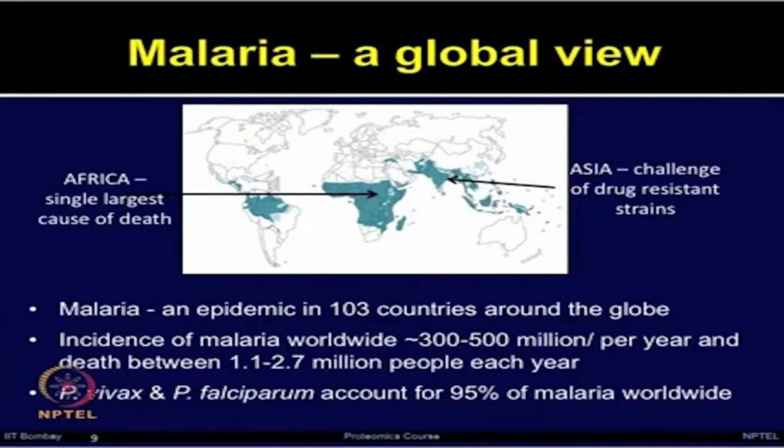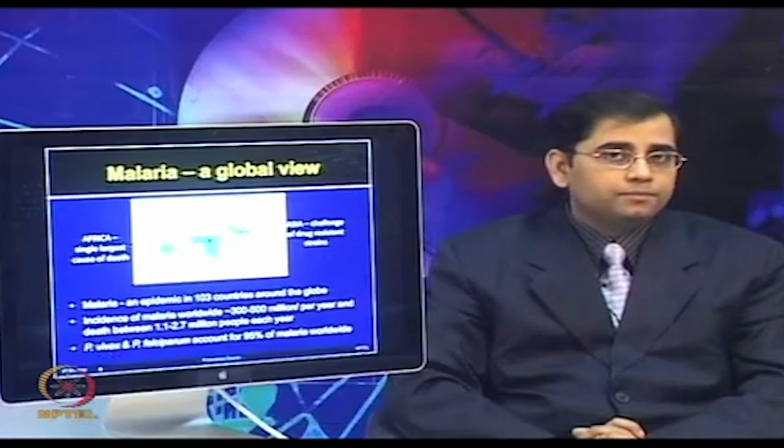But not only in Asia and Africa, malaria is an epidemic in 103 countries around the globe. The incidence of this disease is more than 300 million per year and deaths are almost between 1 to 2.7 million. So, these stats give us an indication of how severe this problem is. And among various species of malaria, Plasmodium vivax and Plasmodium falciparum are accountable for over 90% of malarial cases worldwide.